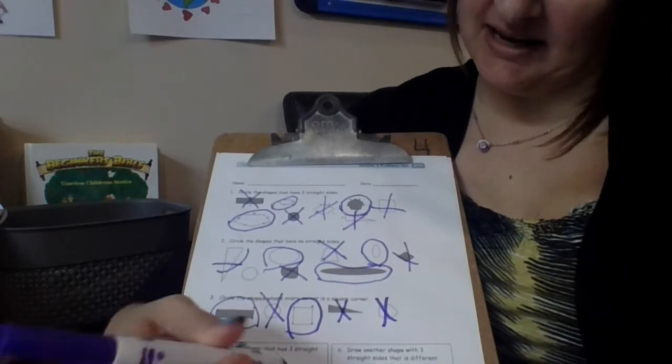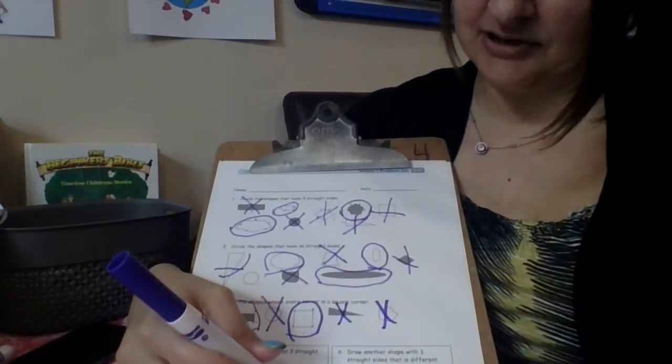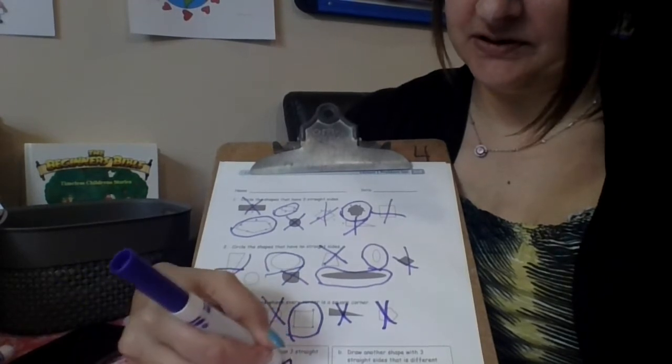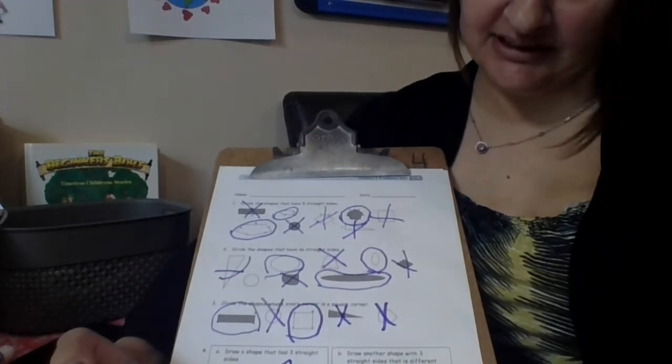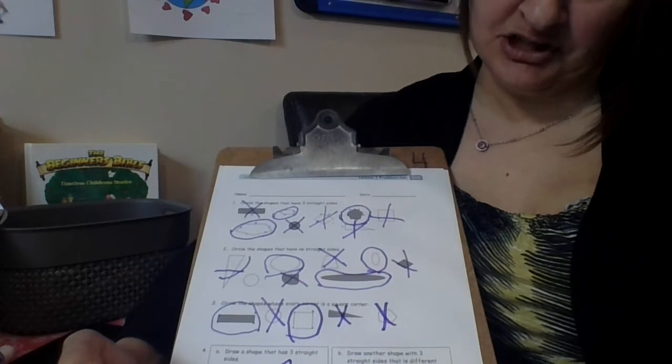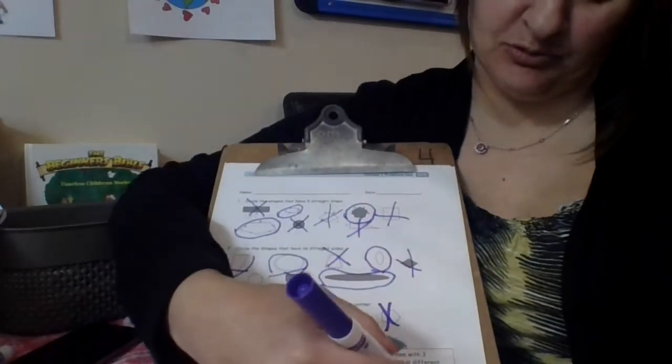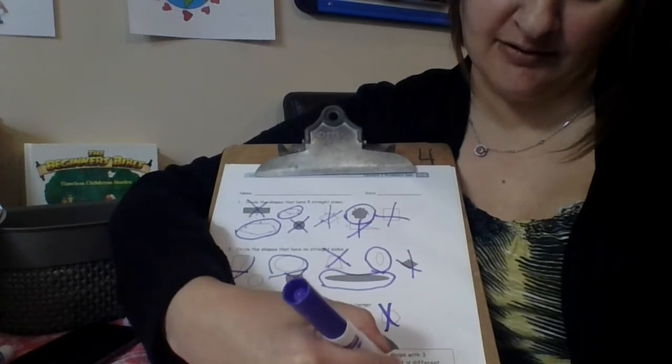Draw a shape that has three straight sides. I'm going to do that. One, two, three straight sides. Draw another shape that has three straight sides that is different from the one in 4A above.